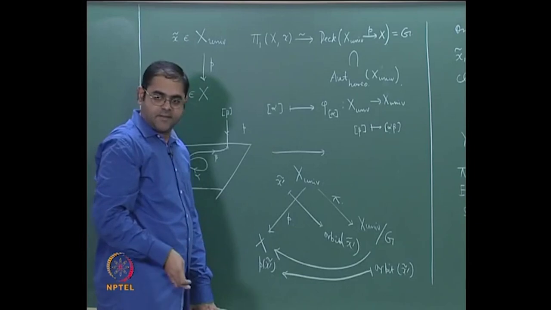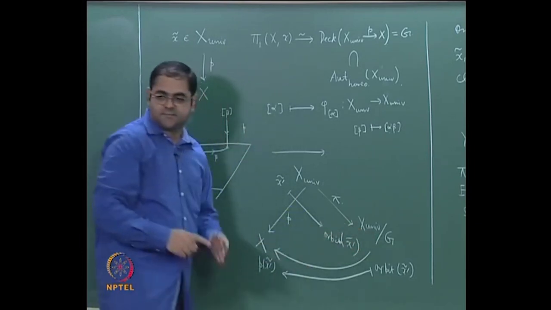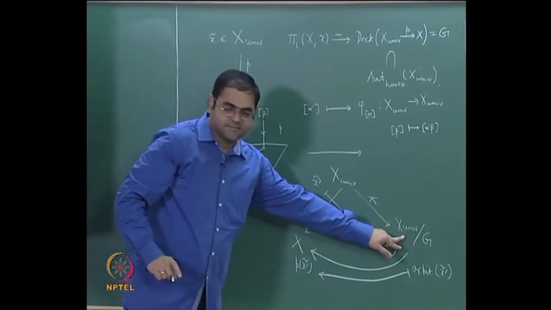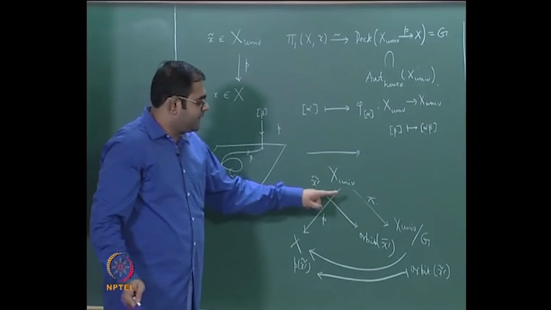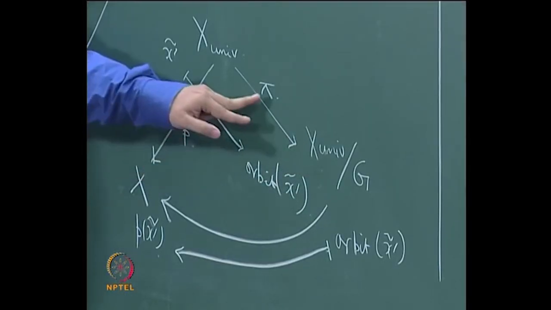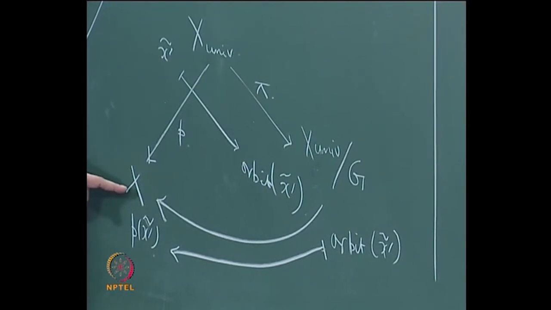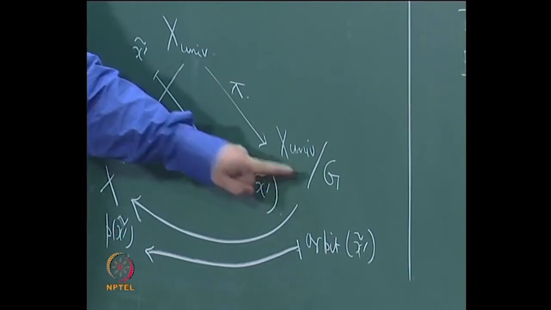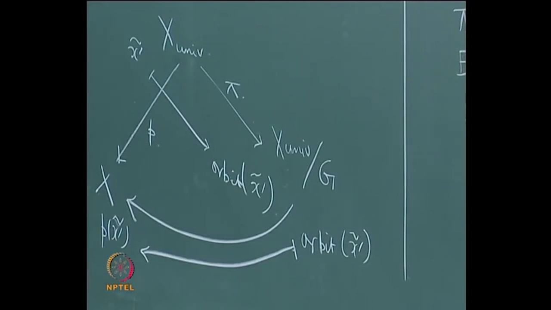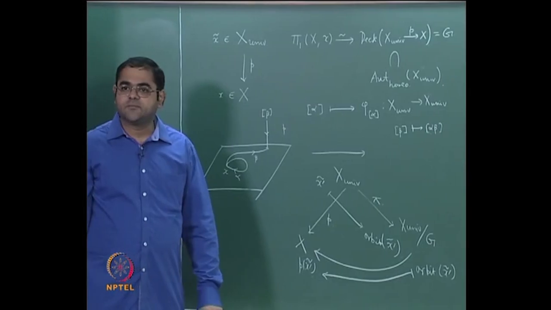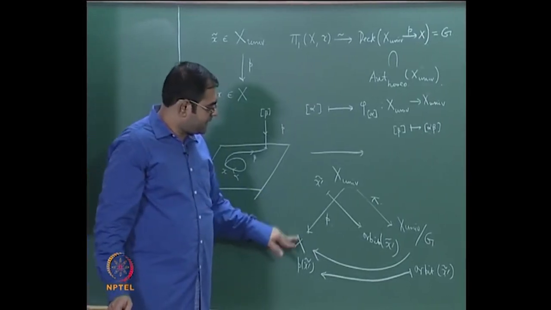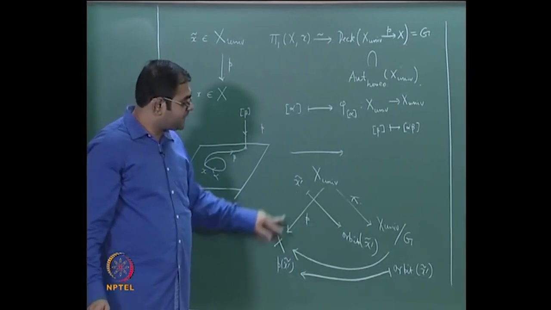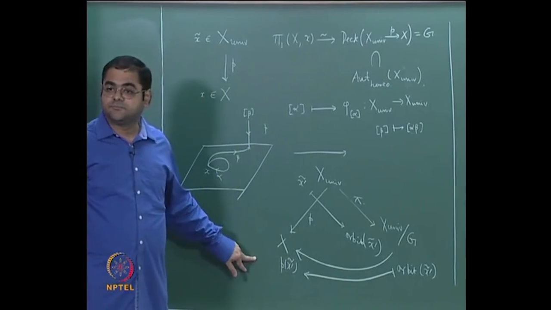So it's a homeomorphism. Therefore, in other words, this is none other than that. They are homeomorphic. Under this homeomorphism, you can identify P and pi. If you identify every point below with the orbit above as a set, then these two can be identified. And this P is just the natural map sending an element to its orbit. What is the moral of the story? The moral of the story is that if you have a universal covering, then X can be written as X universal modulo the deck transformation group.